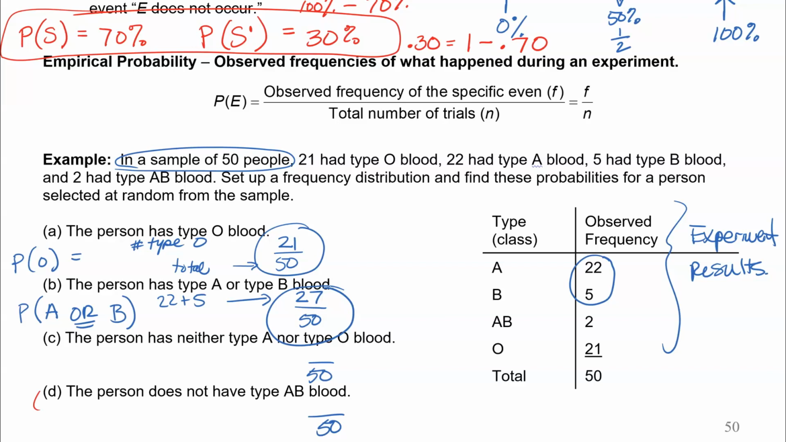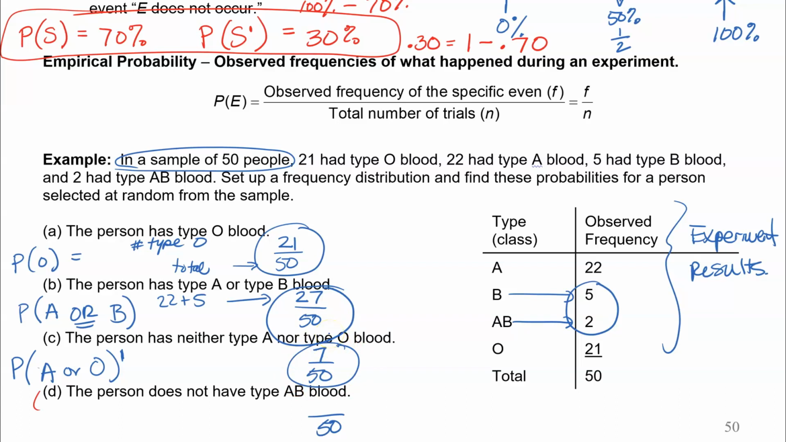Okay. The C, we want the probability that a person has neither type A nor type O blood. The way we could write that is we could say A or O complement. Okay, we could do it like that. And so if somebody does not have A and they don't have O, that means they're either going to have B or they're going to have AB. And those together are 7 if we add those together. So the probability that somebody has neither A nor O is going to be 7 over 50.